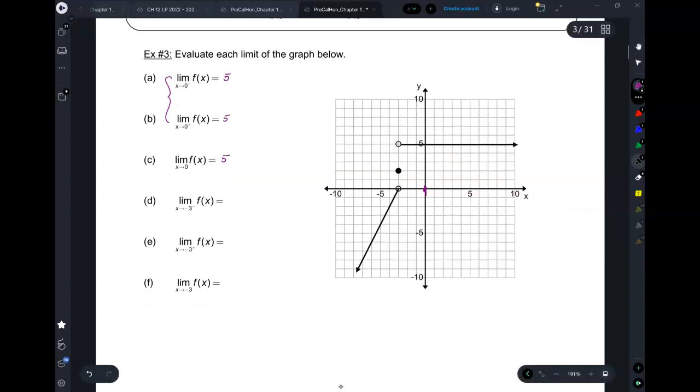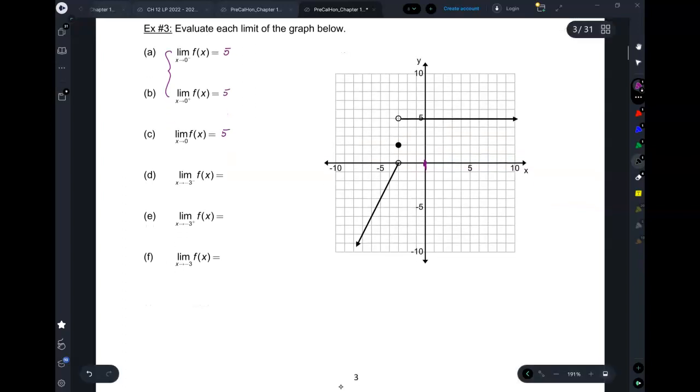Okay? Now, how about as x approaches negative 3 from the minus side? So here is negative 3. From the minus side, what y value is the graph approaching? 0. From the positive side, where is it approaching? 5. Because these are not the same, they're not equal, this is DNE. Okay, incidentally, what's f of 0?